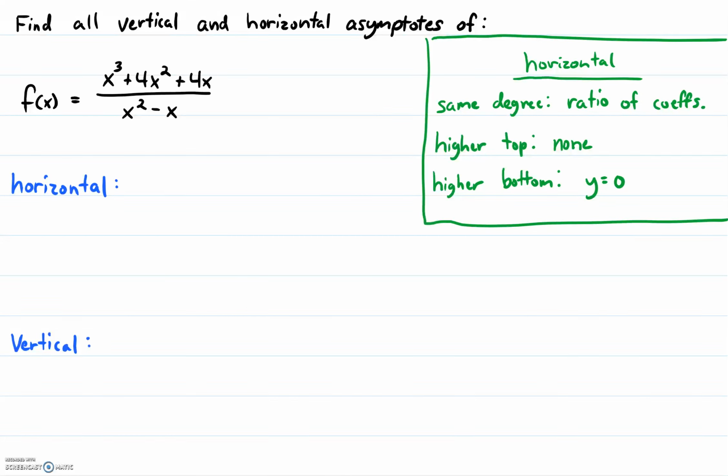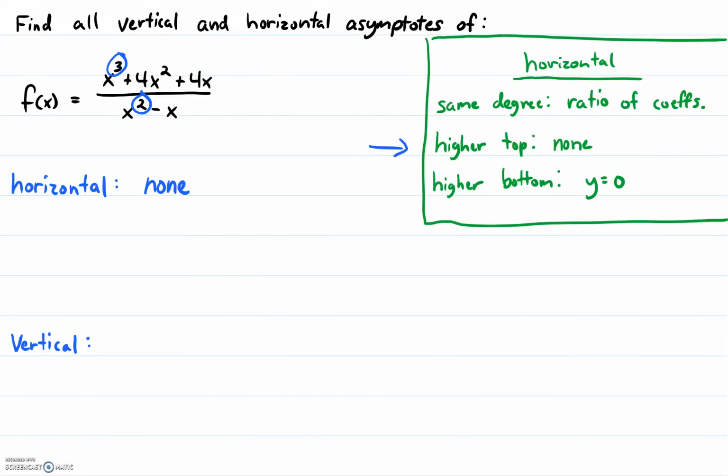Now, you definitely need to have those memorized. Those wouldn't probably be provided for you on a test, but you can still interpret them once you have them memorized. It's pretty easy. Just looking at our problem right here, the degree on top is a 3. That's just the highest exponent. The highest exponent or degree on bottom is a 2. So we definitely have a case where we have a higher degree on top, which means that we have no horizontal asymptote. So we can just say none.